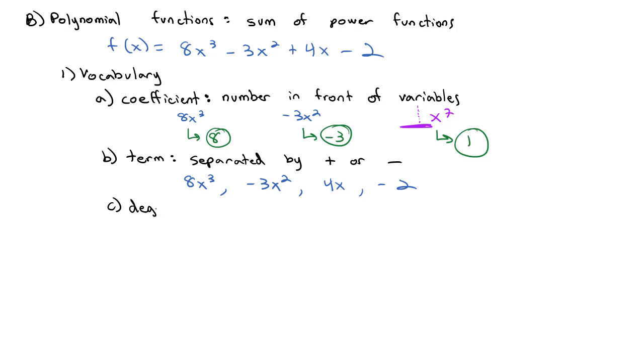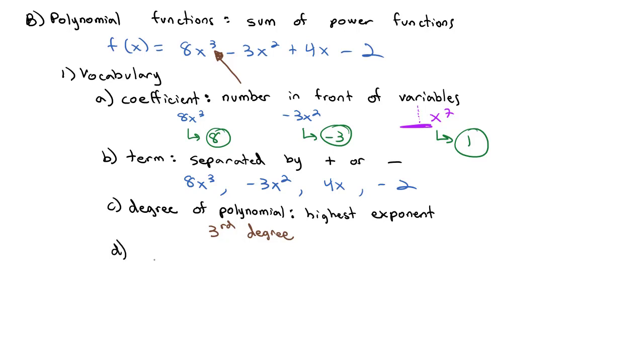If I want to know the degree of the polynomial, degrees of polynomials are the highest exponent that we see. In this case, we'll see that the highest exponent in the entire problem is that 8x cubed. So we would say this is a 3rd degree polynomial because that's the highest exponent. And the degrees tell us a lot about how the graph behaves, and we'll get into that in a minute.